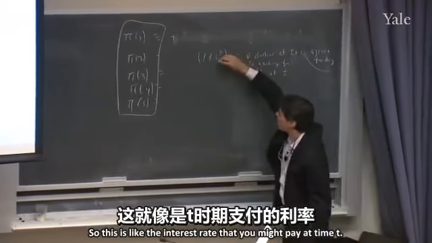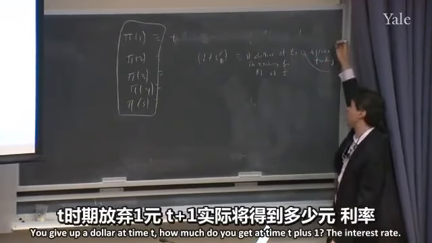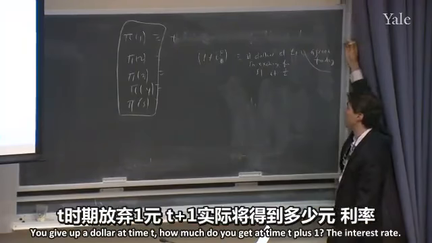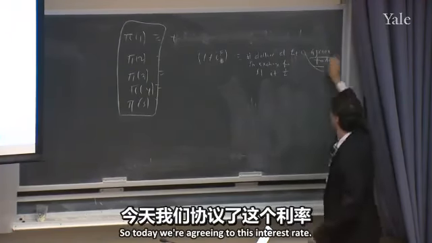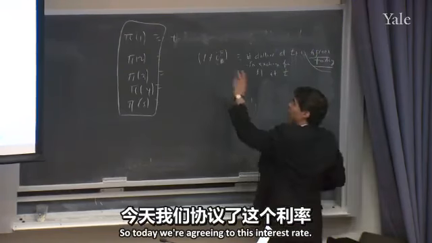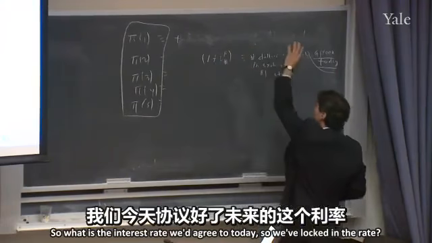So this is like the interest rate that you might pay at time t. You give up $1 at time t. How much do you get at time t plus 1? The interest rate. But we're not there yet. We're agreeing to it today. So today we're agreeing to this interest rate. Okay, so what is the interest rate we'd agree to today? So we've locked in the rate.